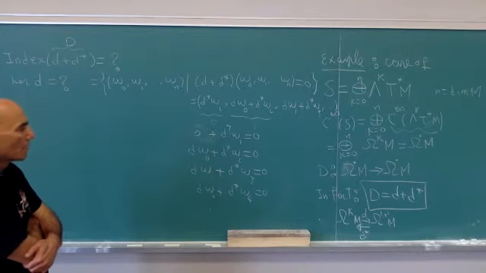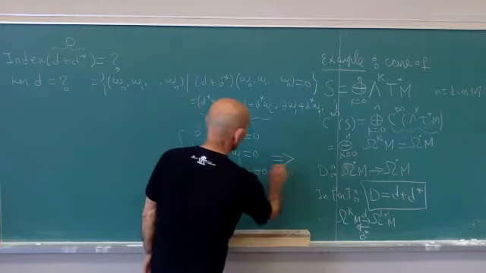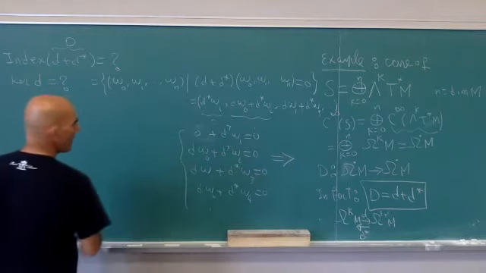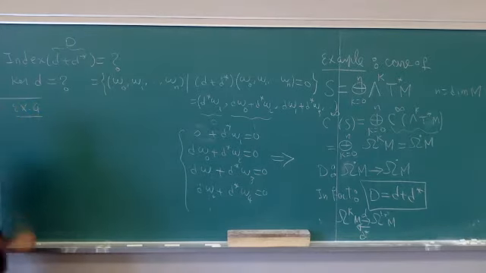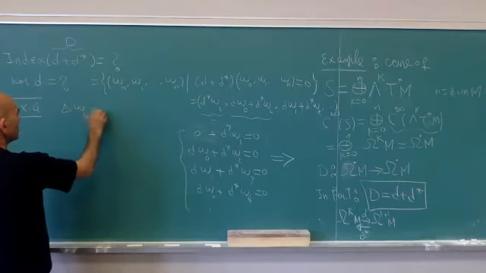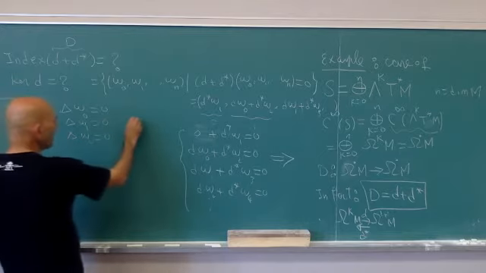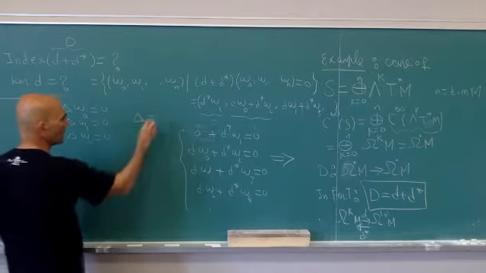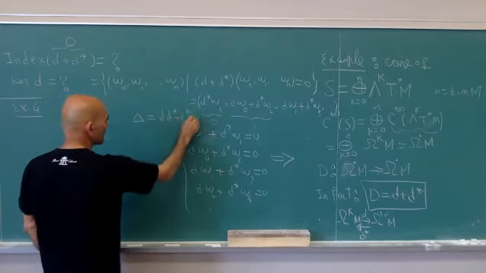Now I want you to conclude from this the following. This is very easy, but I give it as exercise 4. From here, I want you to conclude that delta of omega 0 equals 0, delta of omega 1 equals 0, delta of omega 2 equals 0, and so on. But delta is really the Laplacian, which is d d star plus d star d.